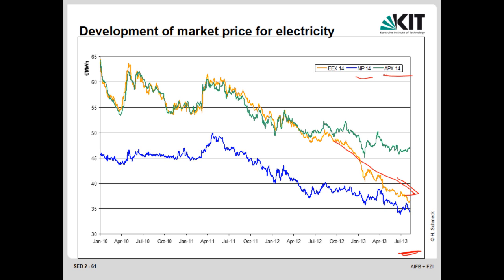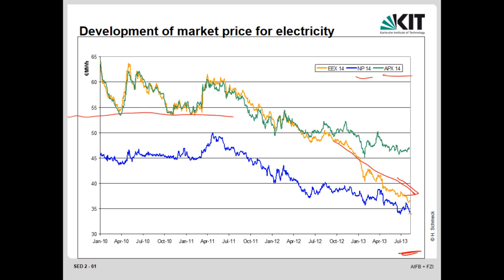So now we are more in the range of 30 euro per megawatt hour, and it used to be in the range of, as you can see here, this was the more or less stable situation between 50, 60 euros per megawatt hour, which means 5 to 6 cents per kilowatt hour. And now it's going down to around 3 cents, and this is going even further down. So energy is getting cheaper.